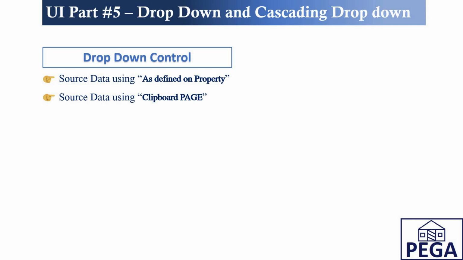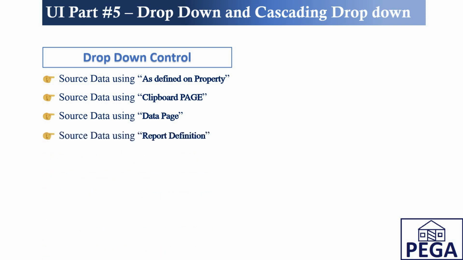And the second thing which we are going to learn is how you are going to source the data by using a clipboard page. It's the same, but instead of defining that in the property, you are going to calculate or evaluate those values on a clipboard page, and eventually that clipboard page is going to be your source for this specific dropdown. Now the next is sourcing the data using database. It is one of the most common and favored patterns that people use in the dropdown control, which we call a reference pattern structure, which people use most of the time. And then the last one is sourcing the data by using report definition.